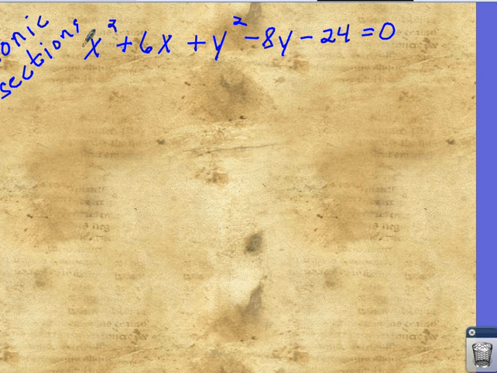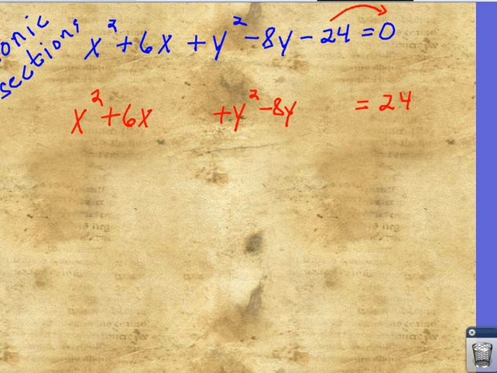Step number 1, if you haven't already, get your x squareds and x stuff together, y squareds and y stuff together. And if you want to, go ahead and move that 24 to the other side. X squared plus 6x, leave a little bit of room there, plus y squared minus 8y, leave a little bit of room, equals 24.